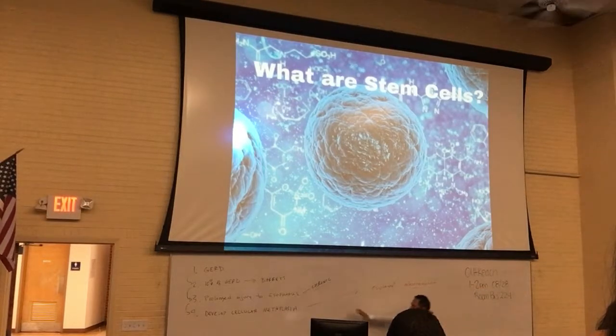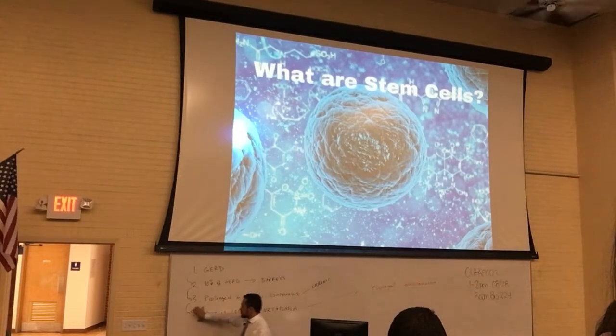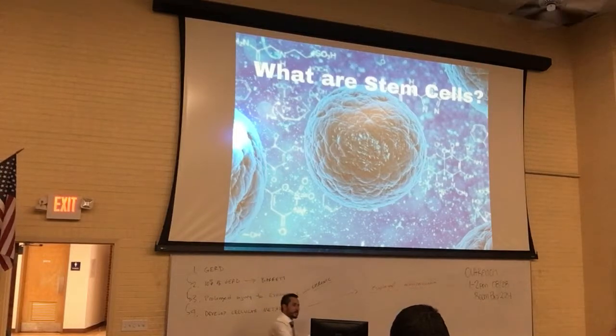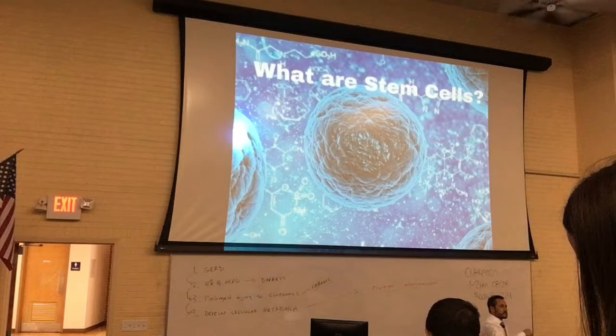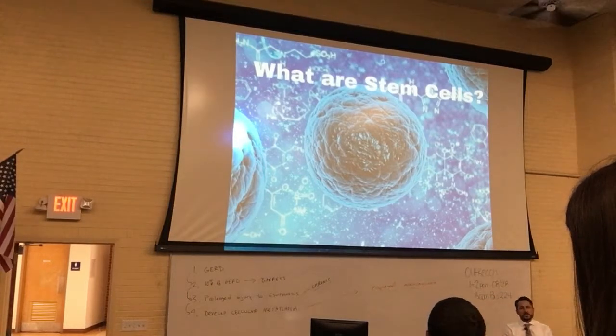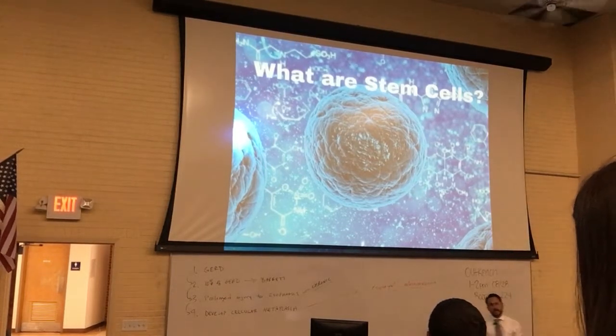So when we talk about cellular metaplasia in cancer, we're referring to multipotent or pluripotent adult-derived stem cells and tissues, not embryonic. Make sense?